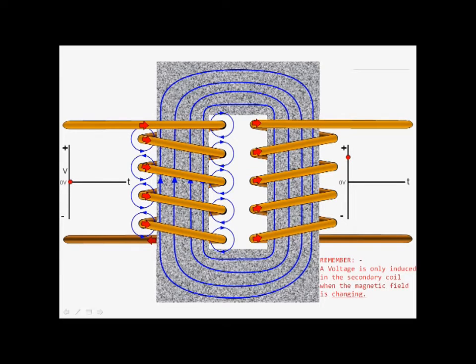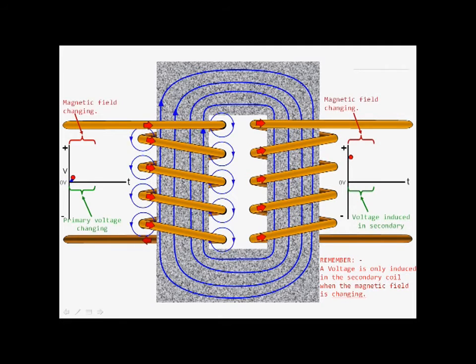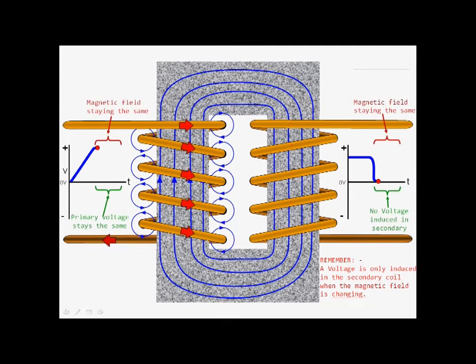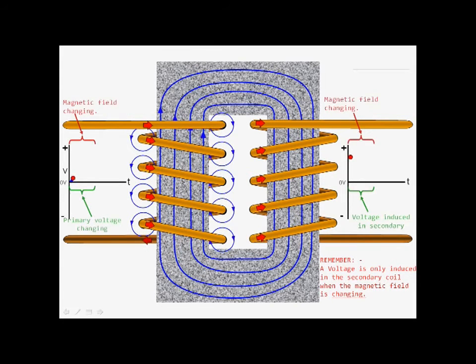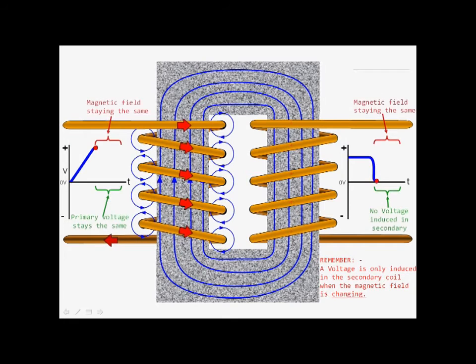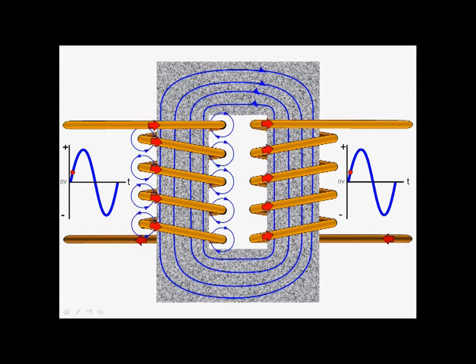The key thing is, the voltage is only induced in the secondary coil when the magnetic field is changing. So as long as the magnetic field is changing, we've got a voltage in the secondary coil. But once the magnetic field stays the same, there's no voltage induced. So just watch that again. Changing magnetic field, we have a voltage in the secondary, but when there's no change in magnetic field, we have no voltage.